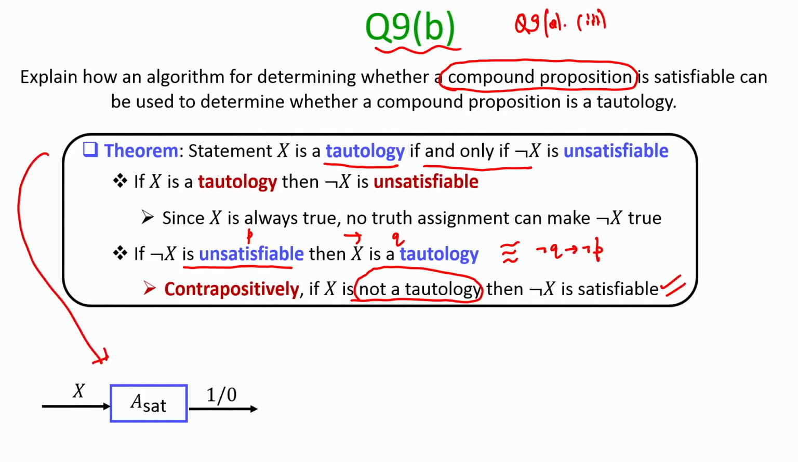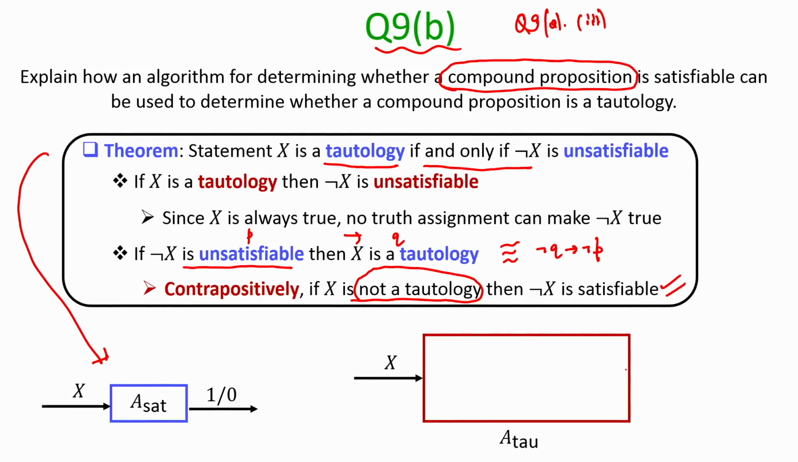As I said earlier, you are given an algorithm, I call that algorithm ASAT, which takes a compound proposition and gives you a yes no answer. It gives you the answer 1 if x is satisfiable, and the answer 0 if x is not satisfiable. Using this, I designed another algorithm which I call algorithm tautology, which will take some compound proposition and give me an answer yes if x is a tautology, otherwise no if x is not a tautology. And I am allowed to use this existing algorithm ASAT.